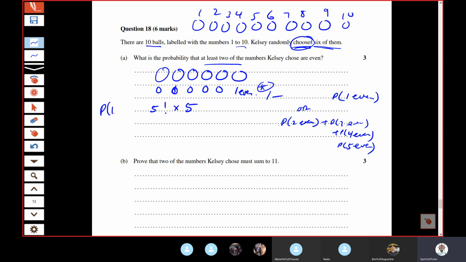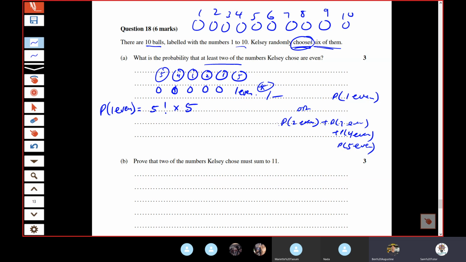Probability of 1 even. 5 factorial, so 5, 4, 3, 2, 1. And then 1 even. How many evens do I have left that I can pick from that can go in the last position? 5. Does that make sense? But that's when order matters, right? You guys still with me? Maybe I'm doing it wrong. So how else do we think about it?